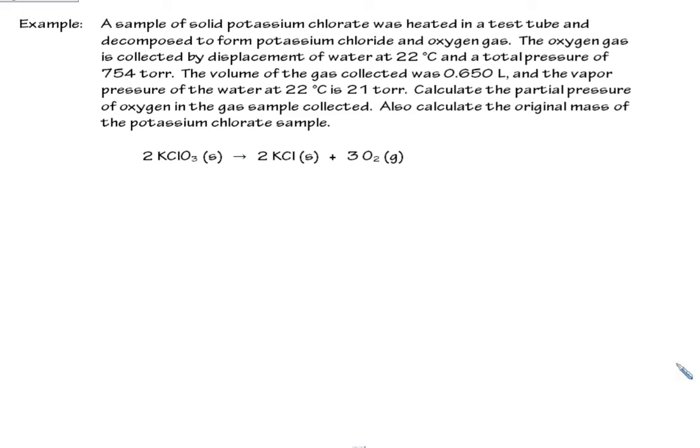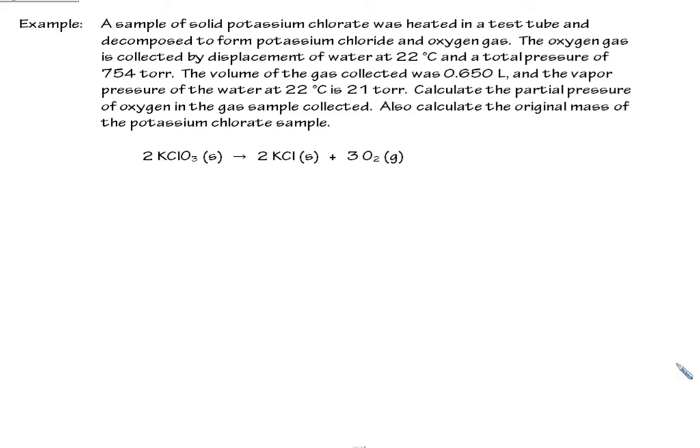The total pressure inside that upside down container where I'm collecting the oxygen gas is 754 torr. The volume of gas collected is 0.650 milliliters. And the vapor pressure of the water in that container at 22 degrees is 21 torr. Holy moly. Calculate the partial pressure of just the oxygen gas that was collected. And we also want to know the mass of the original sample.